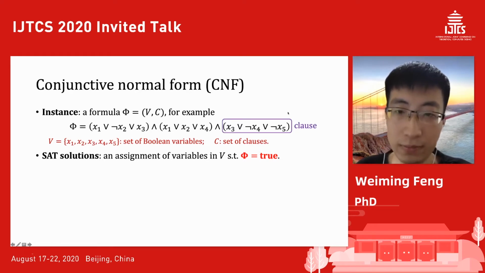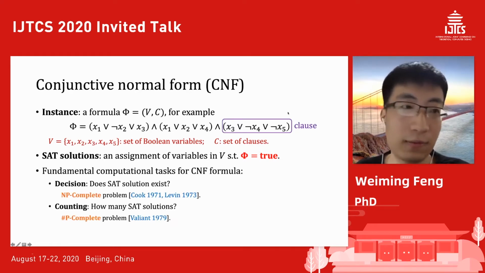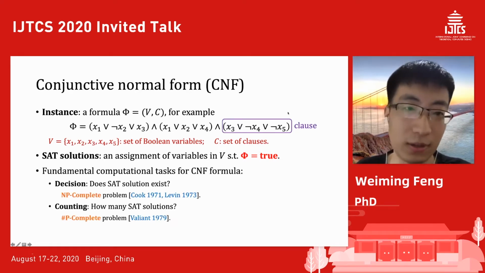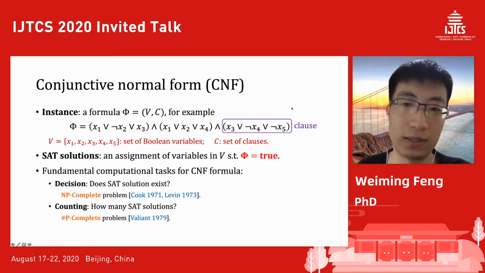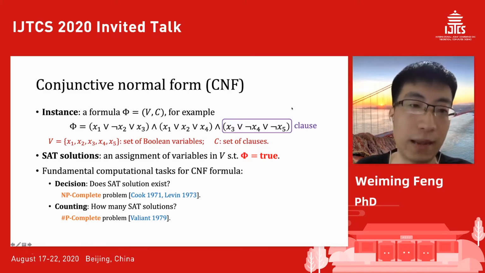There are two fundamental computational tasks for CNF formulas: decision and counting. Decision is to determine whether a solution exists. That is, we assign each variable either true or false, such that all the clauses are satisfied. Counting is to estimate the number of different solutions. Both problems are very fundamental in computer science, one being NP-complete, the other being #P-complete.